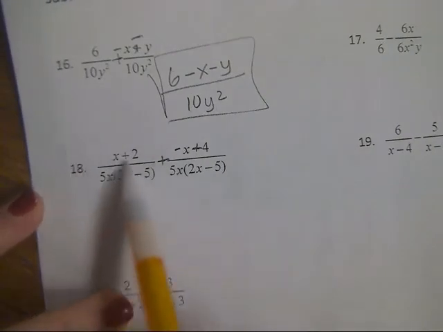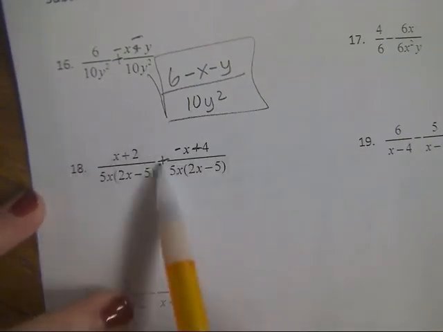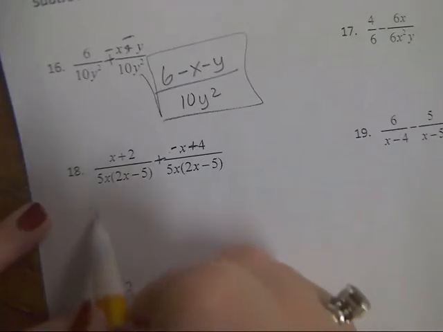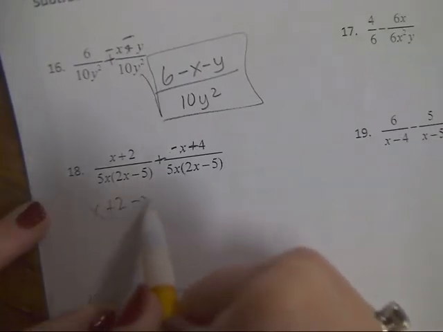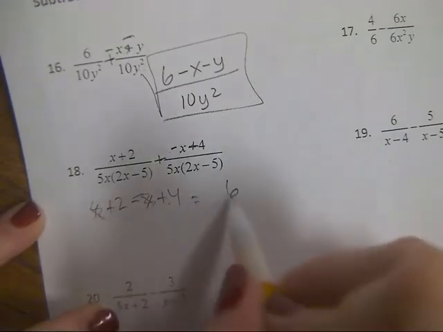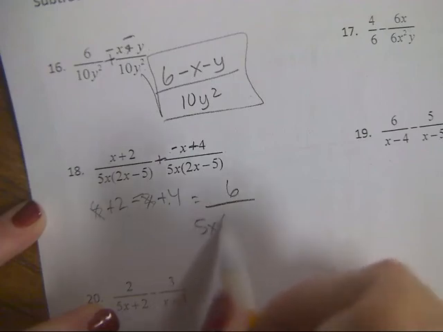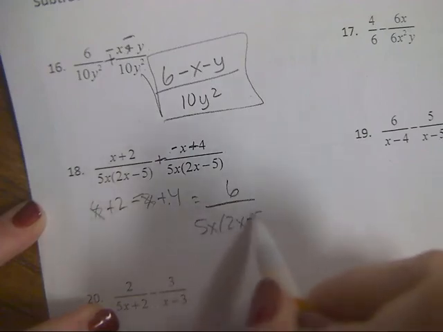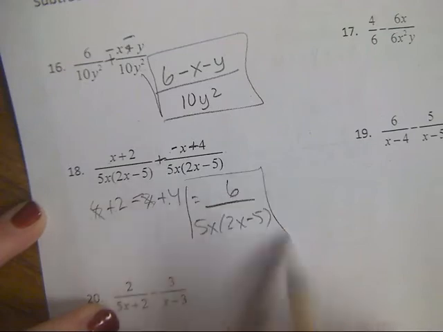Now I can combine like terms across the top. X plus negative x, that's going to cancel, right? If I write this out, look, x minus x, they go away. And then 2 plus 4 gives me 6 over 5x and 2x minus 5. And that's it. Nothing else to do.